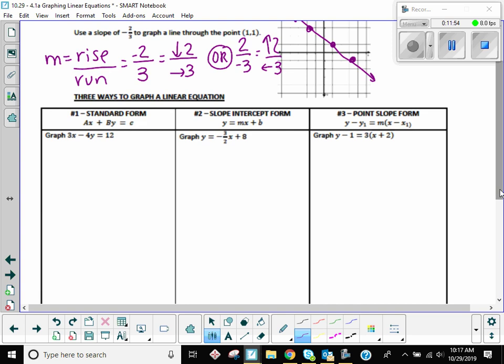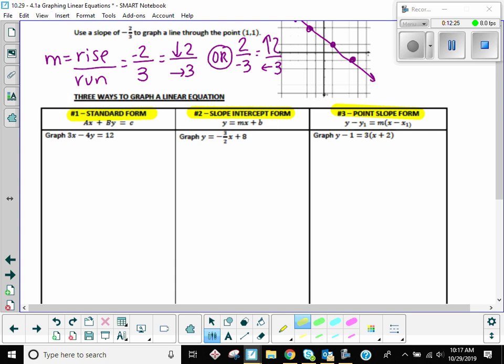Okay, so 3 methods today. And it all depends on what the equation looks like in the original problem. Standard form is when it looks like ax plus by equals c. Okay, all your x's and y's are on one side and your constant is on the other. Slope-intercept form is when you're given it like that, y equals mx plus b. And then point-slope form starts out looking like this.